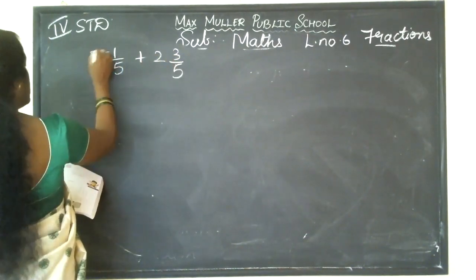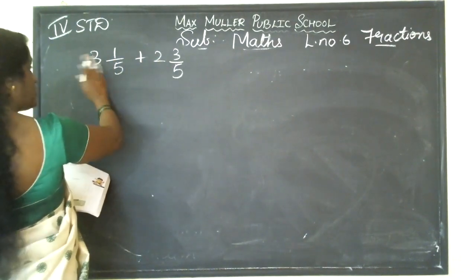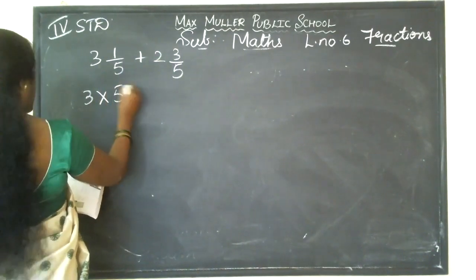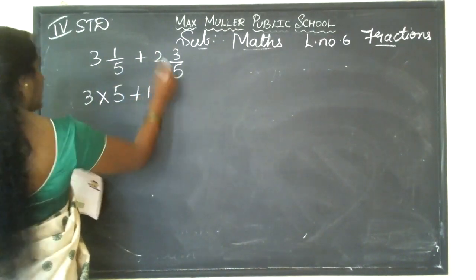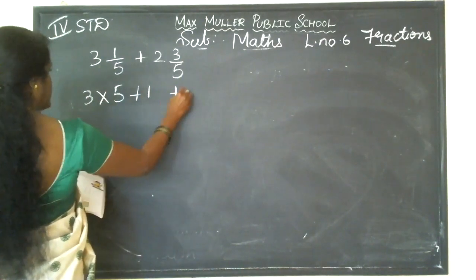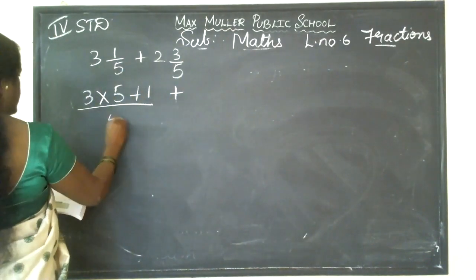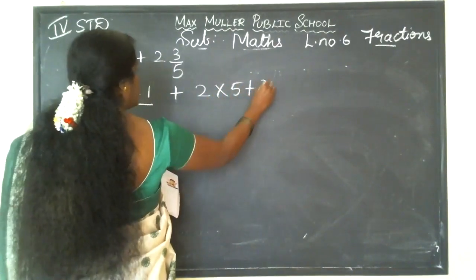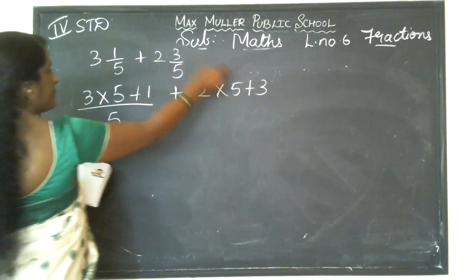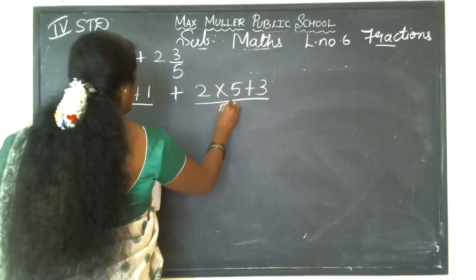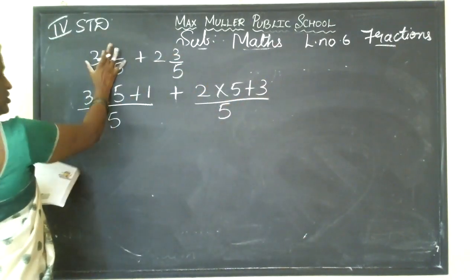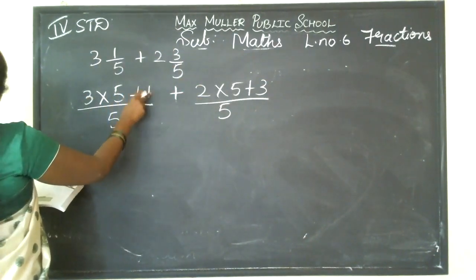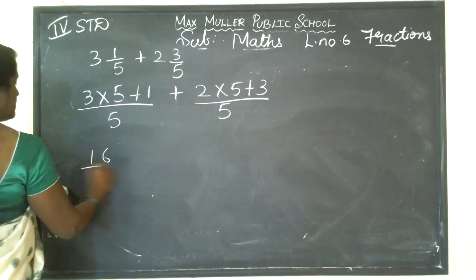When you do, see, this is mixed fraction. Change into improper fraction means 3 into 5 plus 1. After this also same. See here, this denominator will be the same. Here also 2 into 5 plus 3. This last class only I have taught you how to change mixed fraction into improper fraction. See, 5 threes are 15. 15 plus 1, 16.